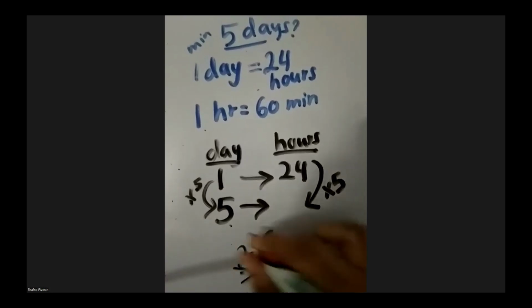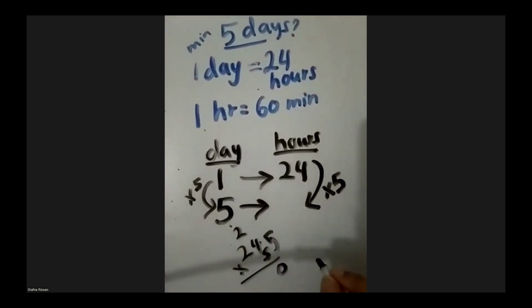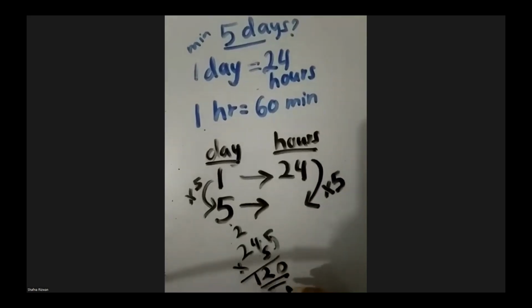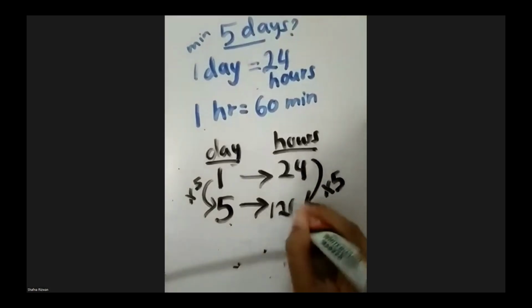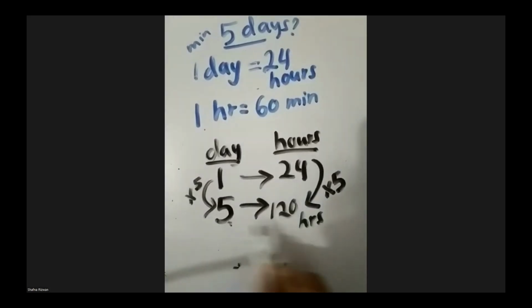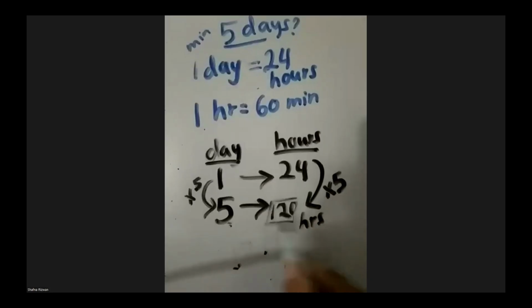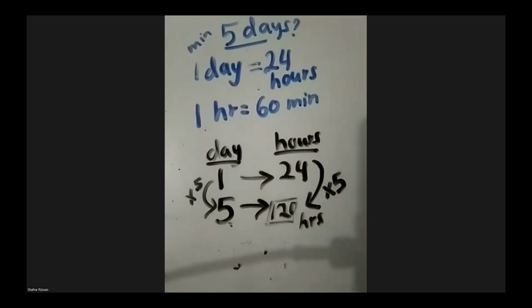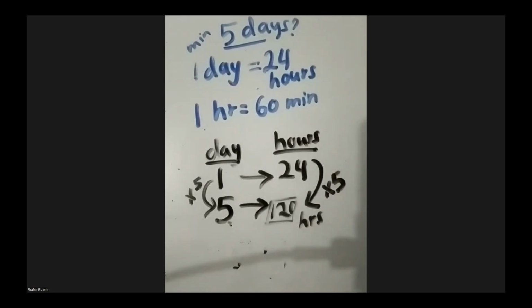5 fours are 20, 5 twos are 10 plus 2 is how much? 12. So 120. So 120 hours will be your answer. So in 5 days, how many hours do you all have? 120 hours. Did you all find the hours? Yes. Now what can we do?